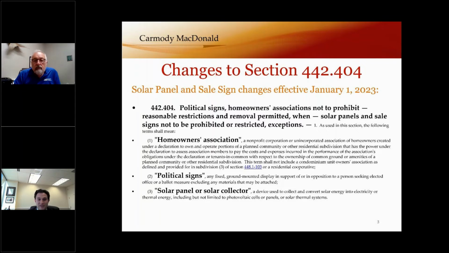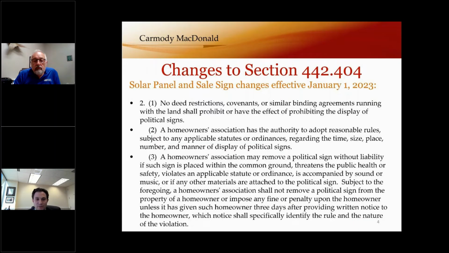So it defines solar panel or solar collector as a device used to collect or convert solar energy. There's some technical terms there, but I think we generally know what is meant by that. And so this is that statute that we saw before dealing with political signs that we just spoke about. So that statute remains in effect, but it is now added. There's two other provisions that have been added to this statute, and it's been a little bit reorganized in some ways.